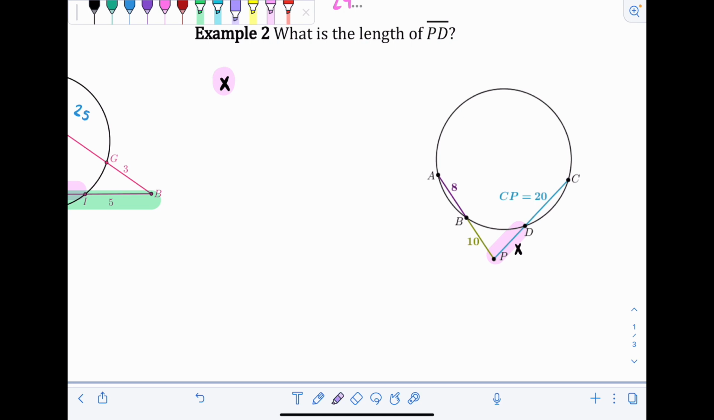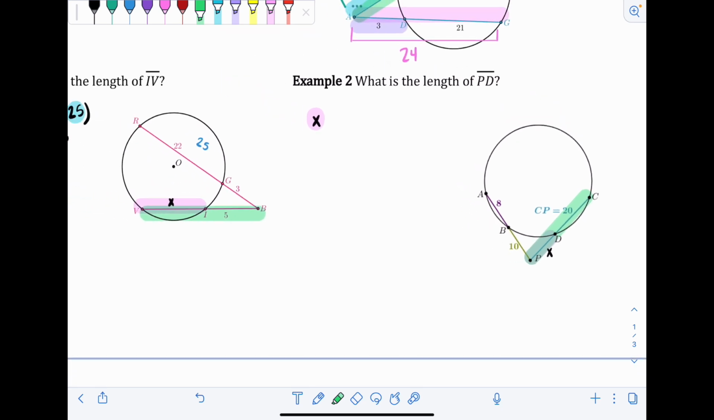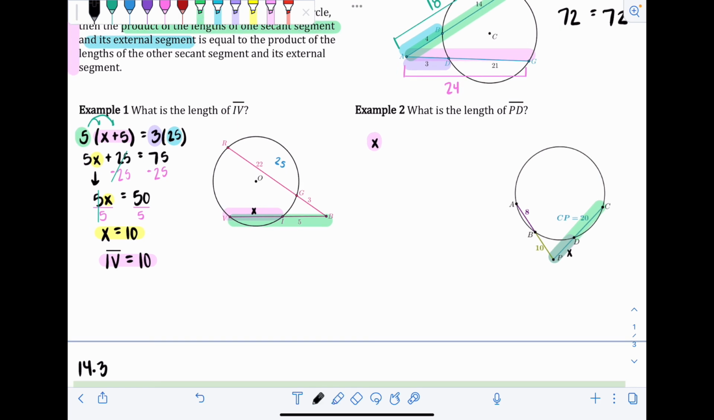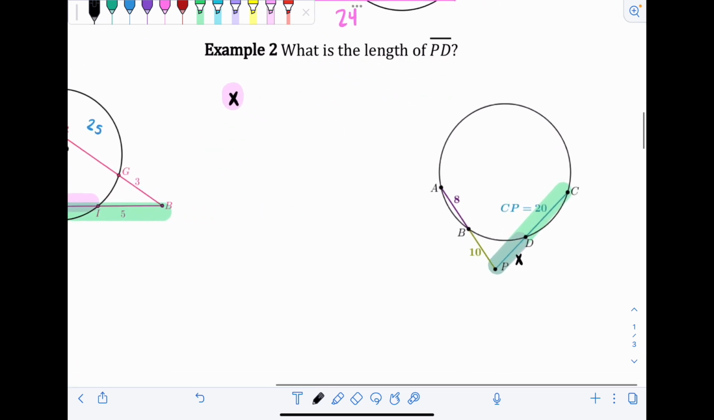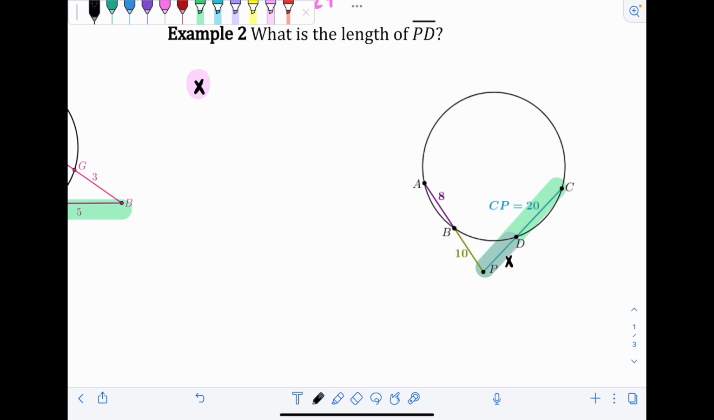And then for my whole entire segment, it's from C to P, and they give us the whole distance this time. On a previous problem, on the left one, we were just given this part, so we had to add X plus 5 to get the entire segment. But on example 2, we're given the whole length from C to P, and that's 20. So this entire distance is 20. So I'm going to just say X times 20.